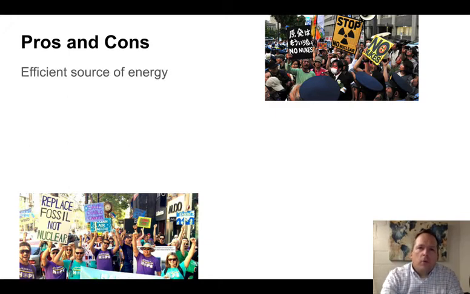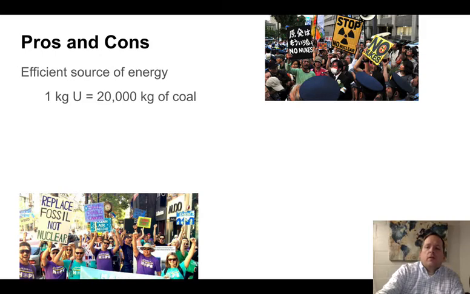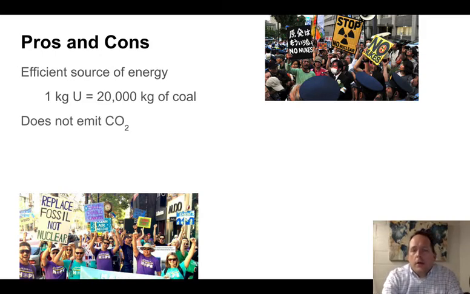So, one of the pros of nuclear power is it's a pretty efficient source of energy. The energy that you can get out of 1 kilogram of uranium gives you the same amount of energy as burning 20,000 kilograms of coal. So it is a densely packed source of energy. Even, as the book points out, you don't need highly refined uranium like they had to have in order to make the atomic bombs we talked about last time.